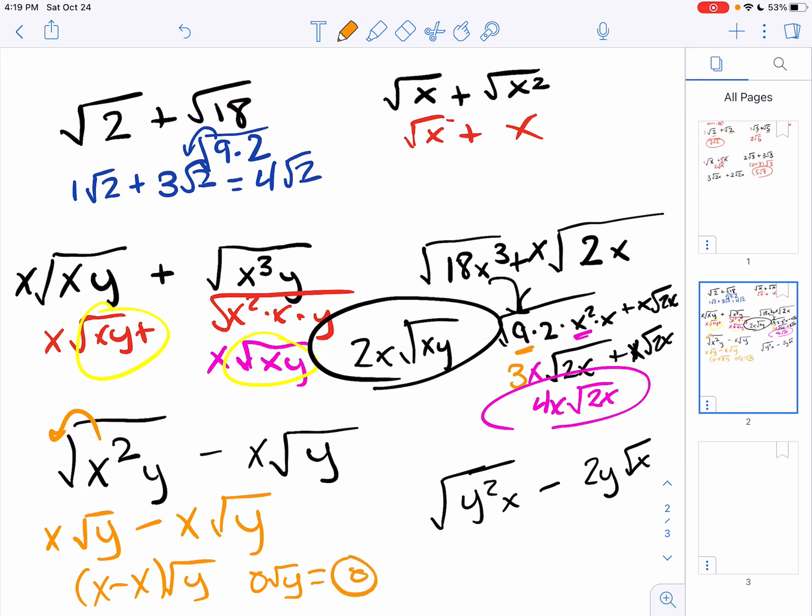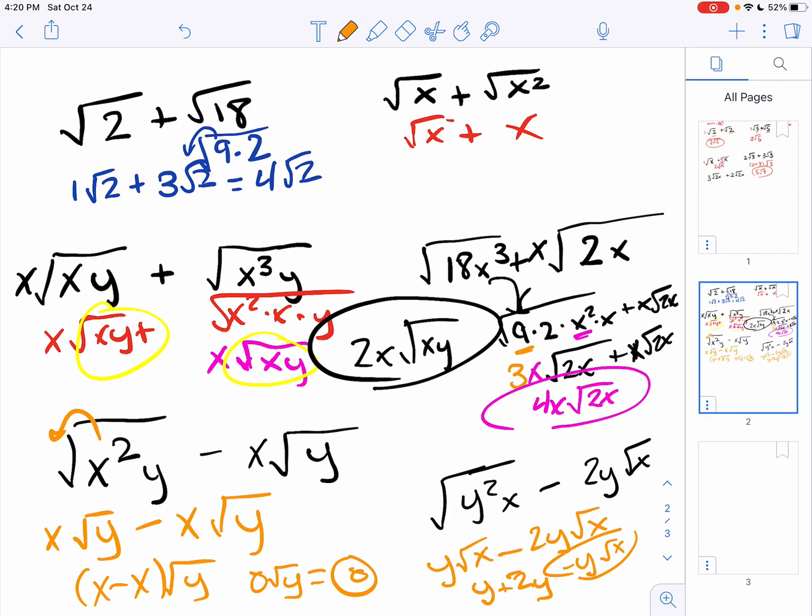The last one, I have y squared x minus 2y radical x. So I'm going to take out the y squared as a y, and I still have radical x inside. And then I have my subtraction. And I can't do anything here to simplify. So now we just subtract y minus 2y. You can change it to plus and negative if you'd like. And then I get negative y, so negative y radical x.